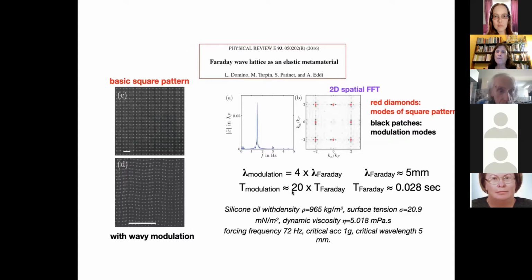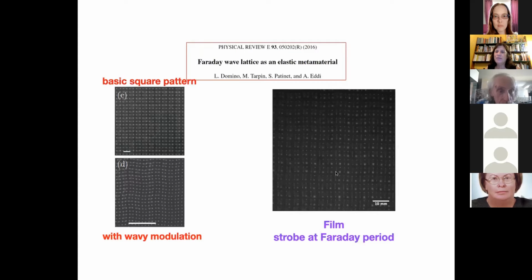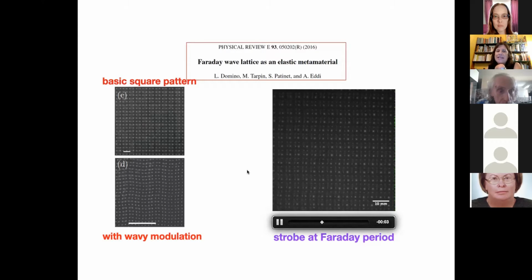Yes, I should remind you, this film that we're seeing is strobed, as we did for those hexagons. That is to say, those white dots are maxima and they would become minima at a Faraday period, but this is strobed at the Faraday period. So you only see the motion of the waves here.